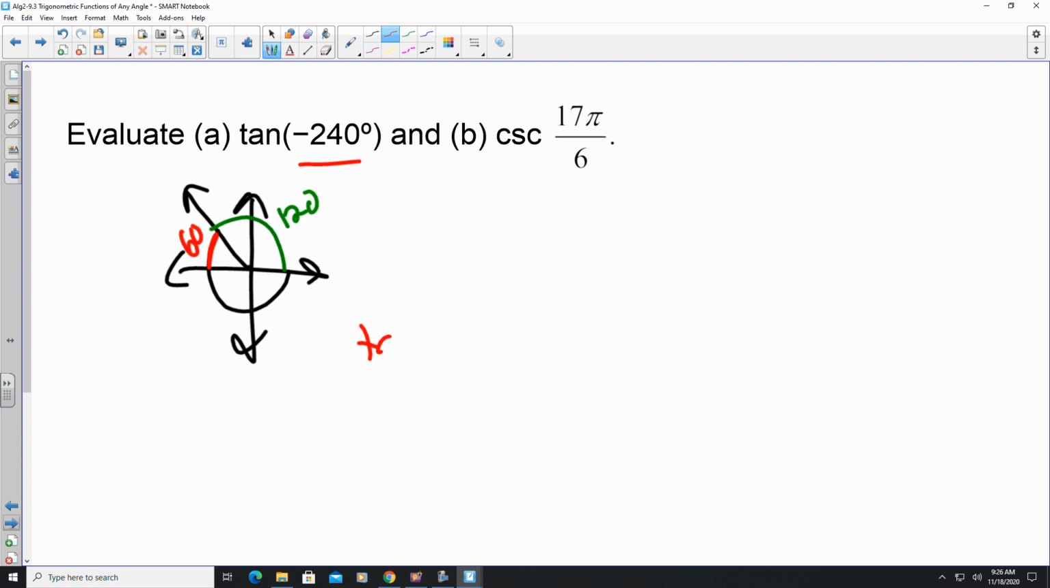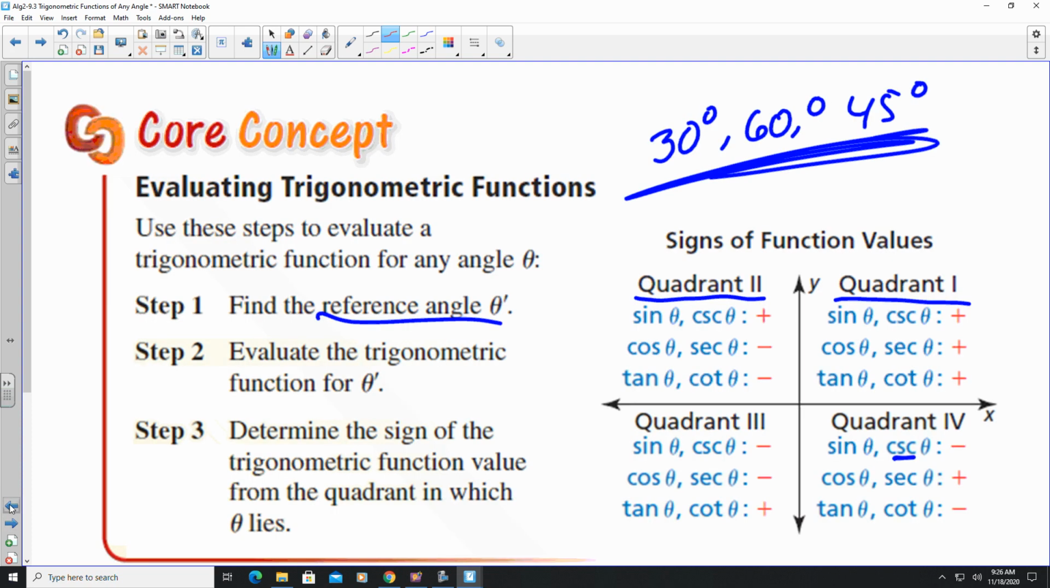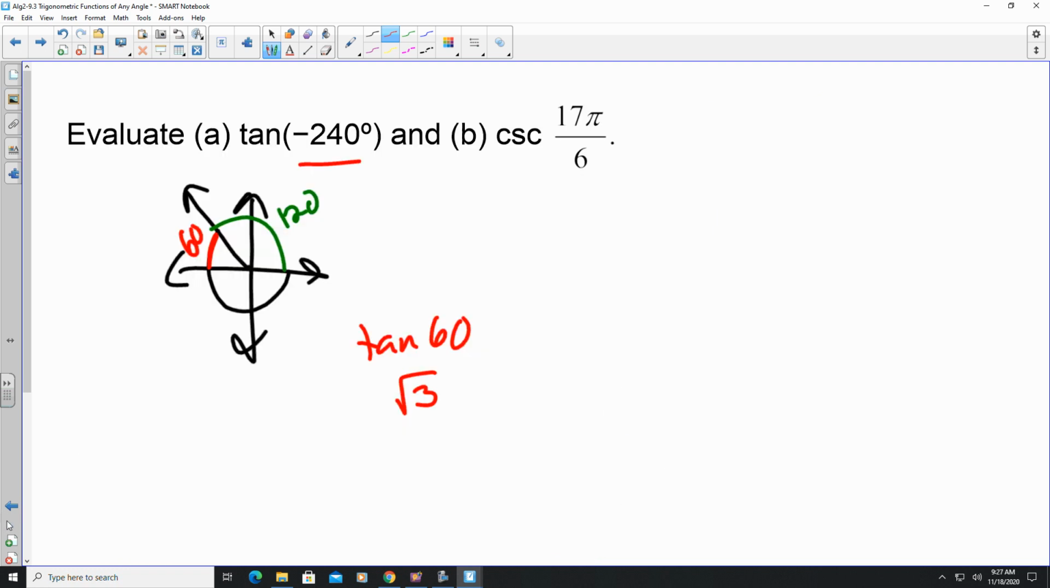So I can try to find the tangent of 60 degrees. Well, luckily we have 60 as one of those special angle measures. If I go back to the chart, the tangent of 60 degrees is the square root of 3. But now we have to go back to this chart here, and tangent in quadrant 2 is negative. So that means that the tangent of negative 240 is going to be equal to negative square root of 3.